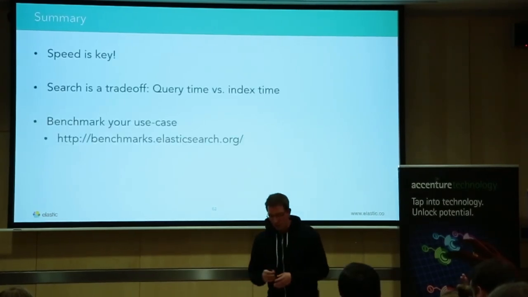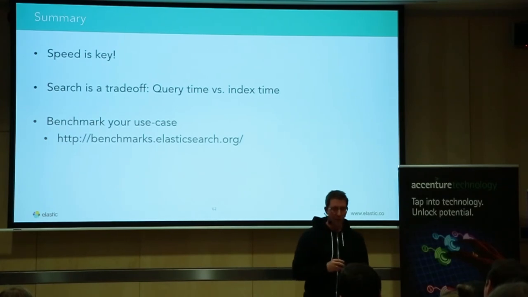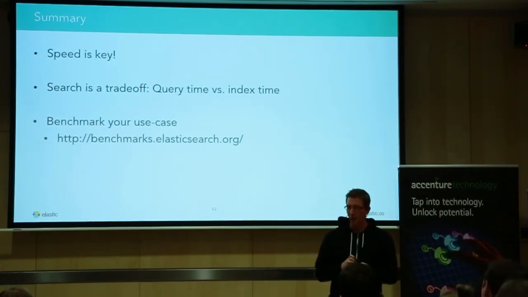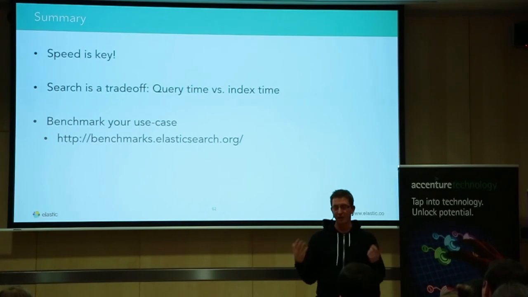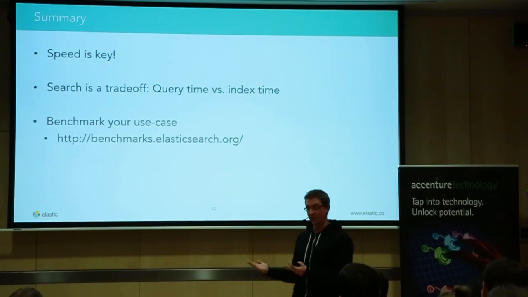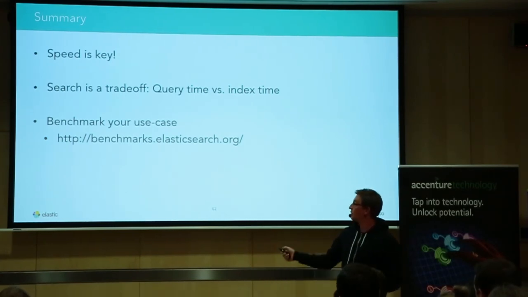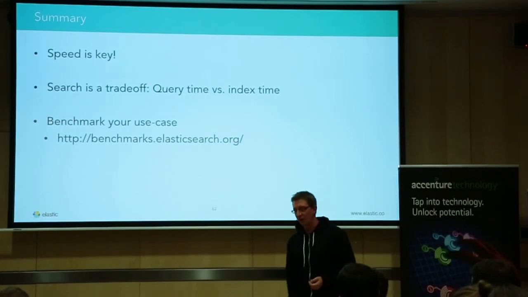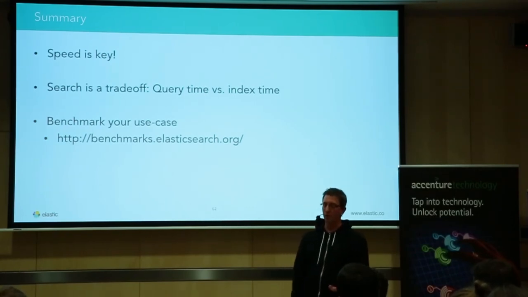Okay, just a quick wrap-up. Speed is key and important. That was my take here, and we try to make sure that Elasticsearch stays as fast as possible with things like probabilistic data structures, which might work for you or might not, depending on if you need exact values or not. Search is a big trade-off at the end of the day, and I already tried to point this out. It's important to keep in mind.